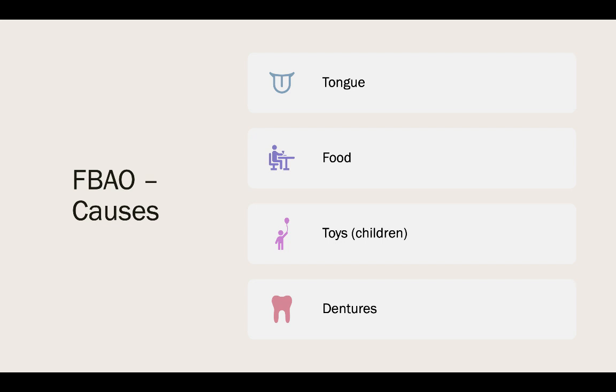With our geriatric, our elderly population, watch out for those dentures. When dealing with an unconscious patient who is a little bit older, check for dentures, and if there are dentures in their mouth, just take them out right away. Dentures are a common cause of foreign body airway obstruction in our elderly population.